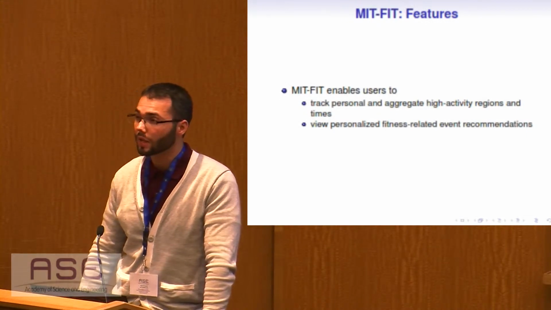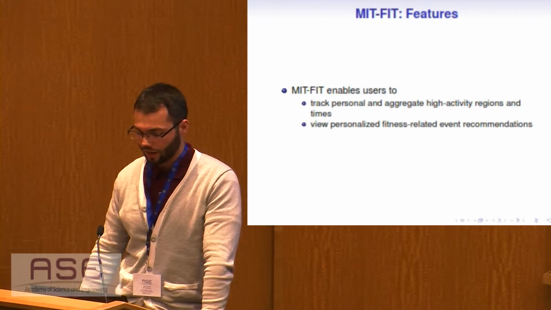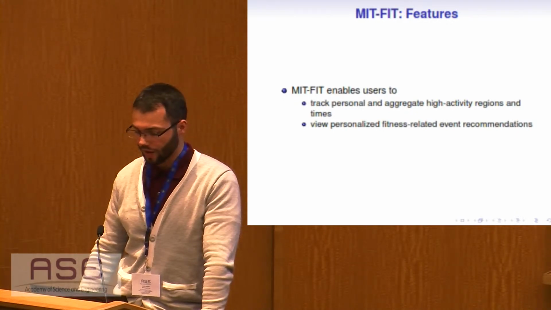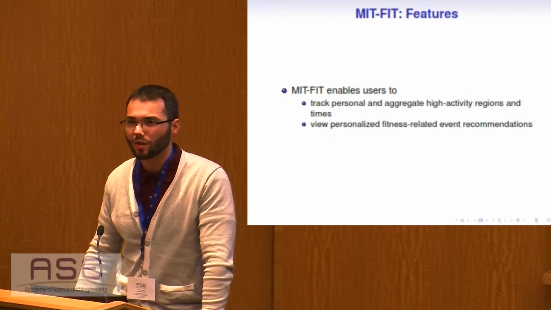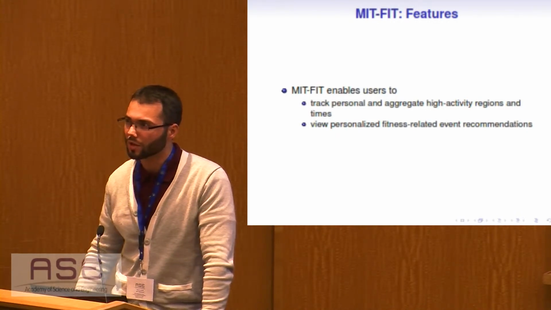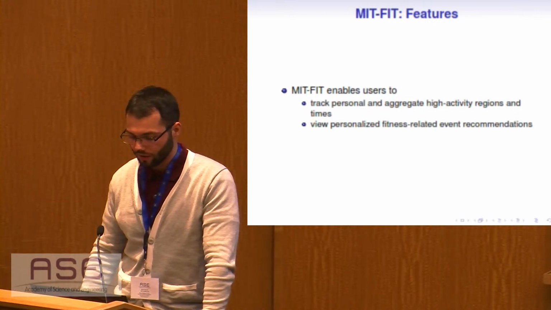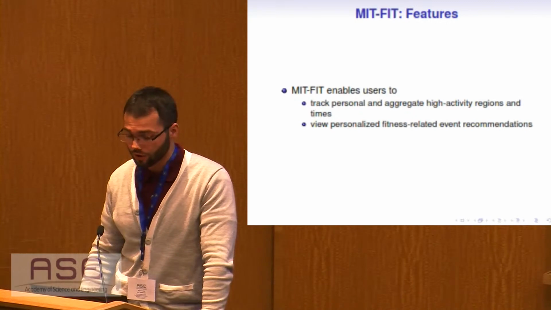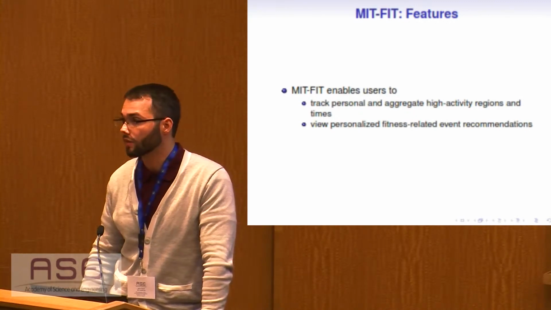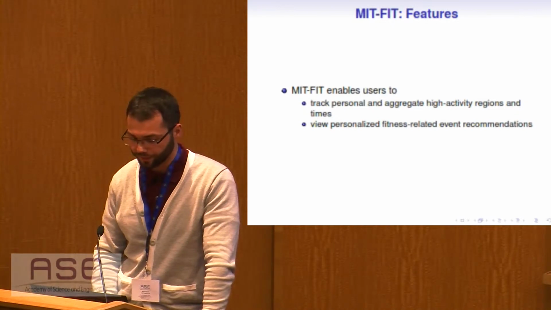Our example lab built on top of this is called MIT Fit. It enables users to track personal and aggregate high activity regions and times. What we mean by high activity is essentially where people are most physically active. We're probing the accelerometer within the phones to get this. And using all of this data, using the location and how active people are, we can also provide personalized fitness-related event recommendations, essentially things that are happening around campus that they might be interested in.